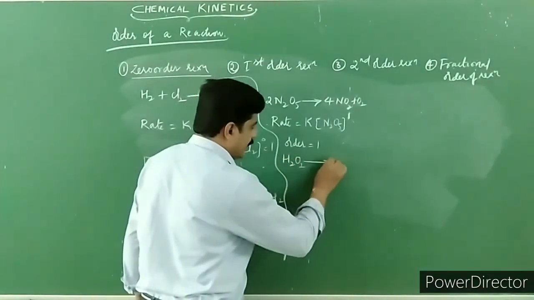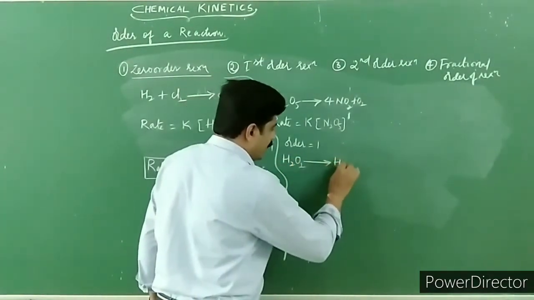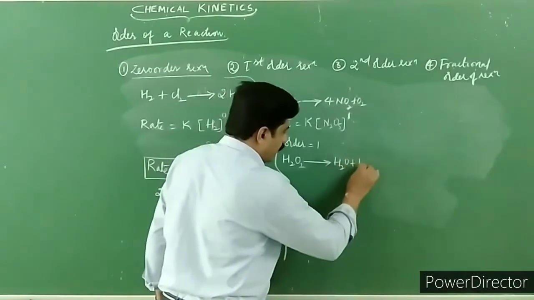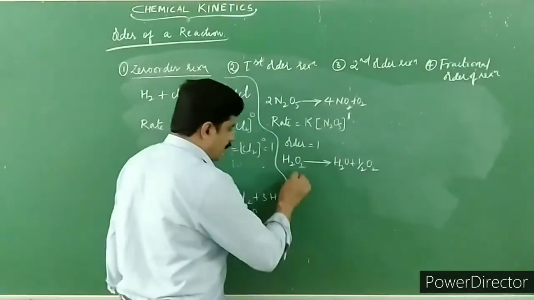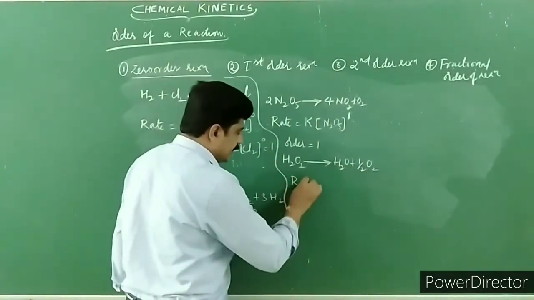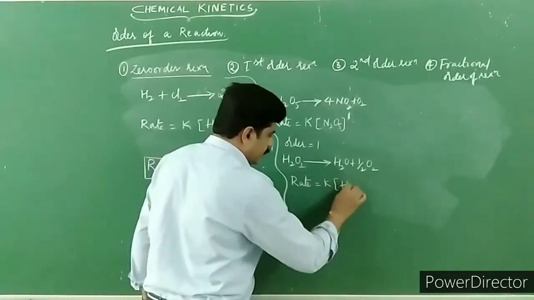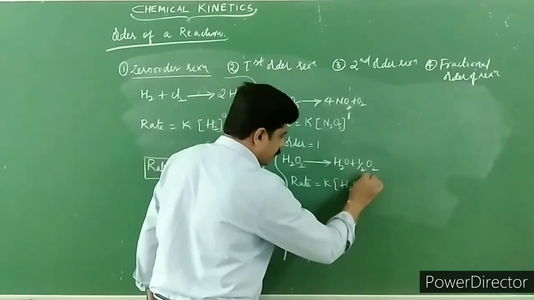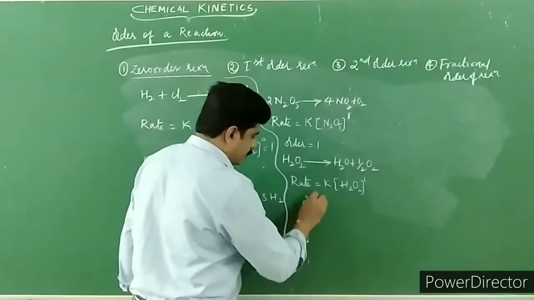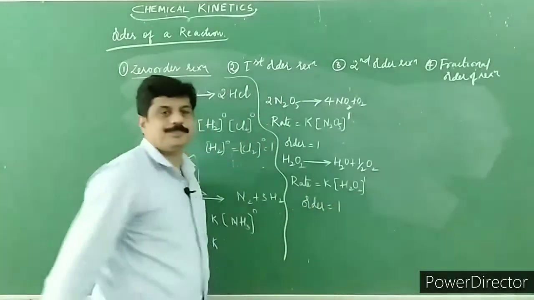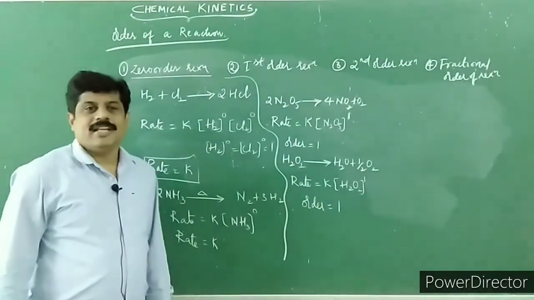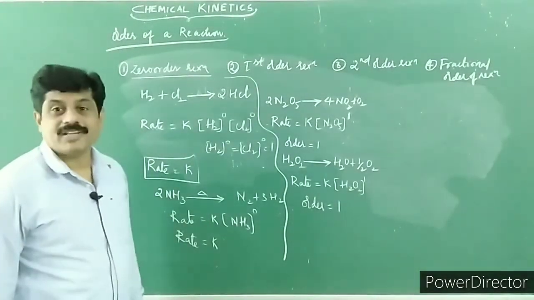H2O2, hydrogen peroxide, undergoes dissociation to form H2O plus O2. Now children, after conducting the experiment, write the rate law expression: rate is equal to K into H2O2 raised to 1. So order is equal to 1. Hope you understand. This is what first order reaction is.